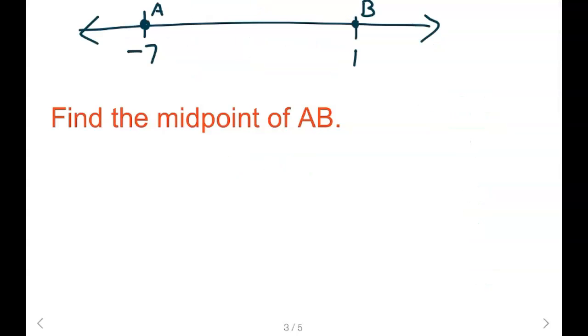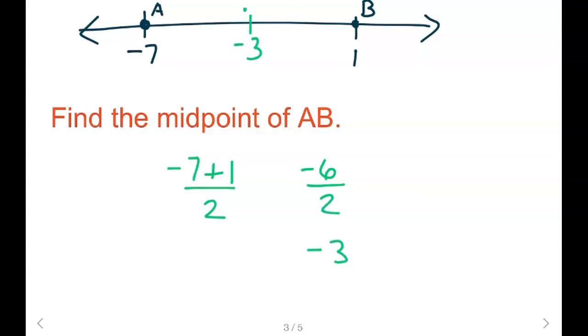We average these two. -7 plus 1, that's -6. And then -6 divided by 2 is -3. So our midpoint is -3. Again, if you have the number line where you have them all marked, you can count that distance and then count halfway to find the midpoint.